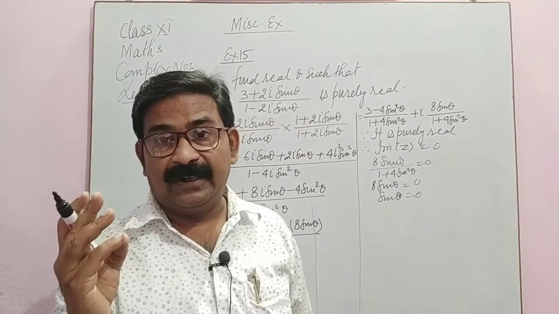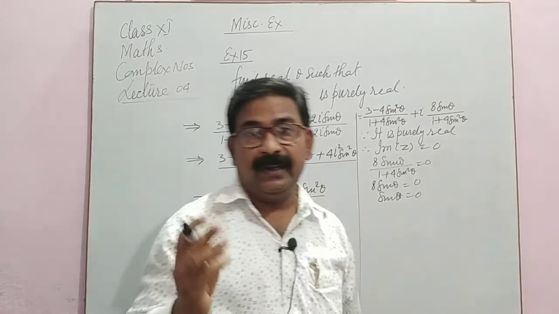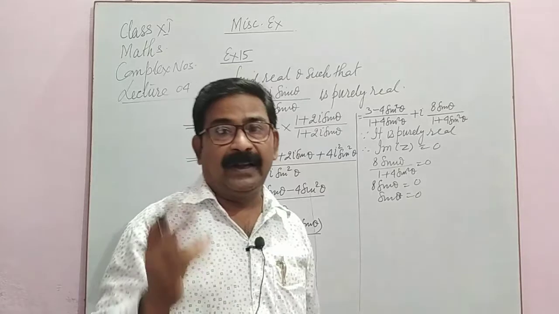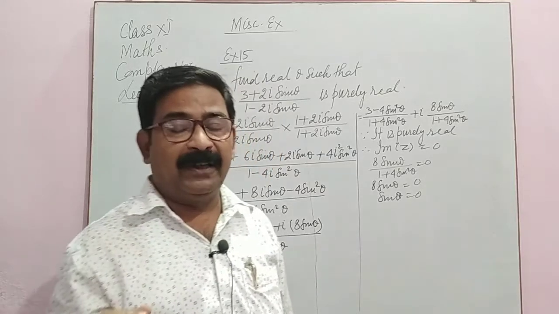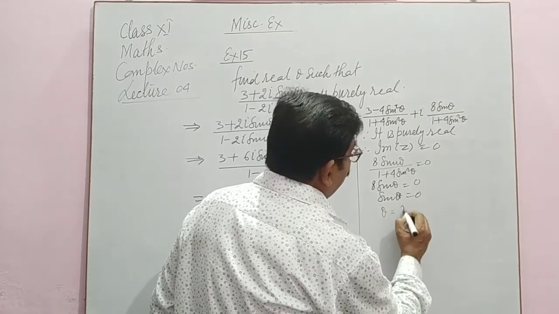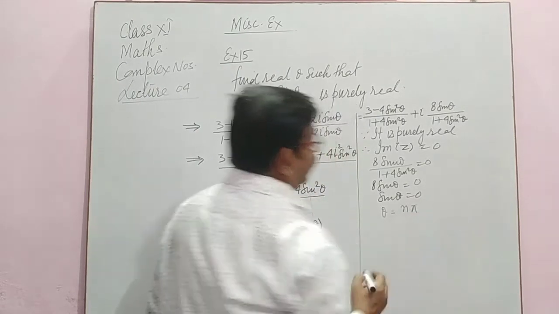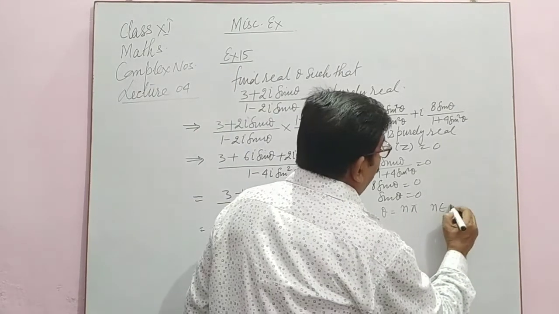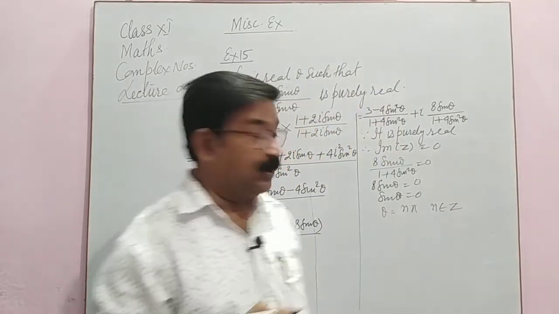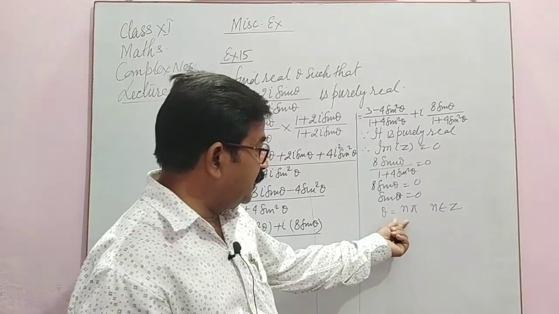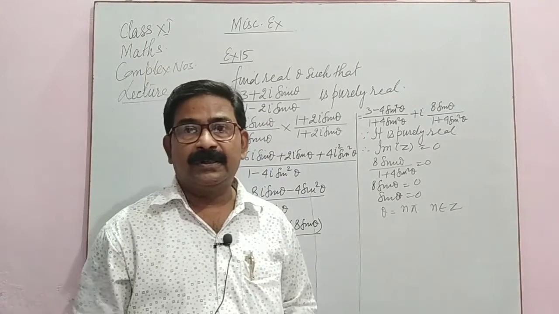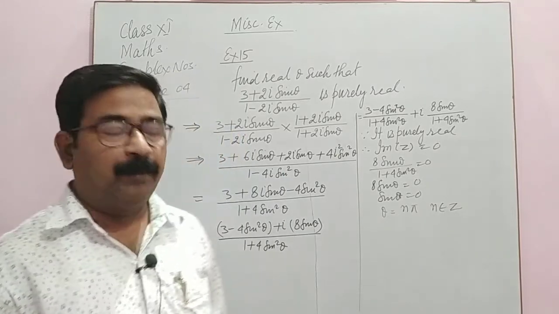At 0, sin theta is 0, at 180 degrees and 360 degrees, means at pi, at 2 pi, at 3 pi, at 4 pi and 5 pi. So what is theta? Theta is equal to n pi, and n belongs to Z, where n is an integer. So your answer is, the value of theta is n pi. Got it? So this is a simple and important question.